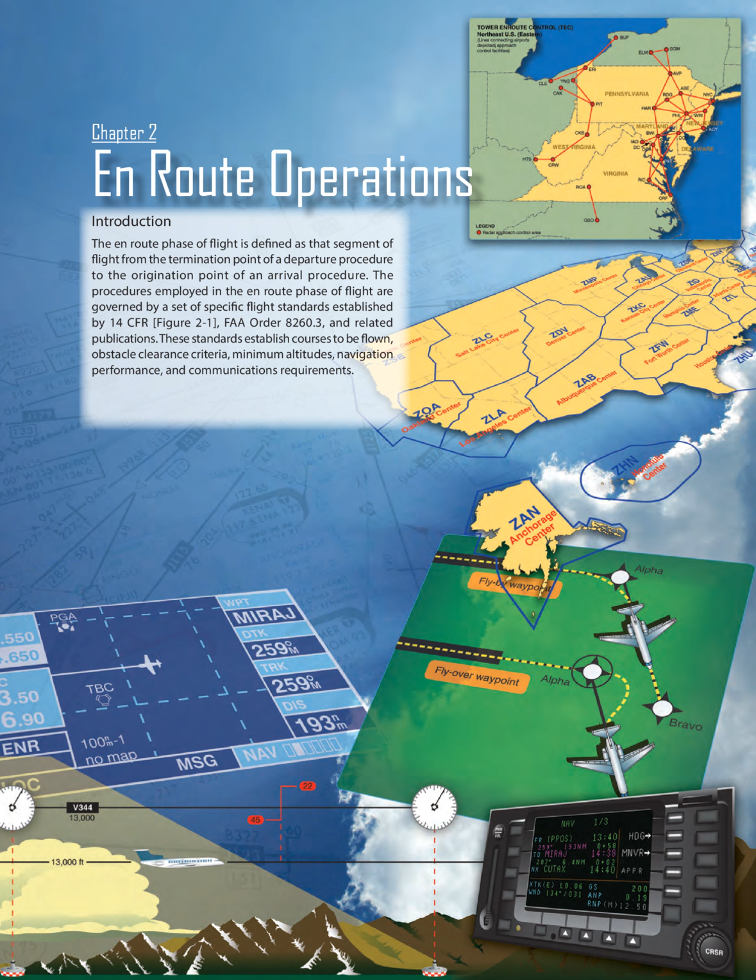The procedures employed in the en-route phase of flight are governed by a set of specific flight standards established by 14 CFR, Figure 2.1, FAA Order 8260.3, and related publications. These standards establish courses to be flown, obstacle clearance criteria, minimum altitudes, navigation performance, and communications requirements.